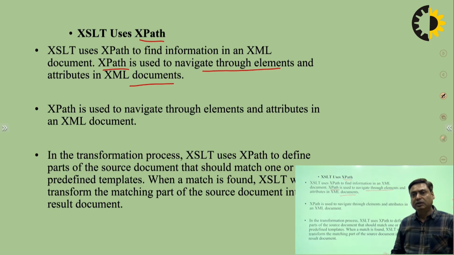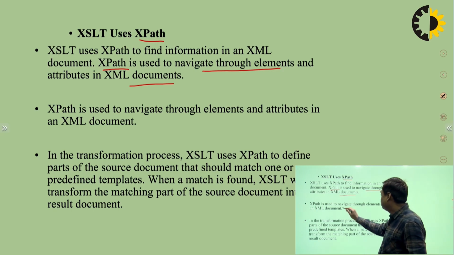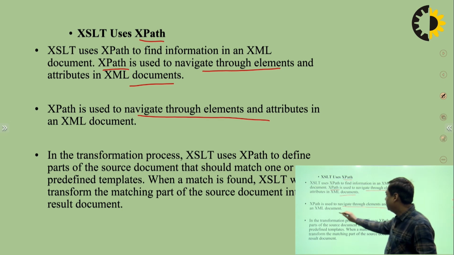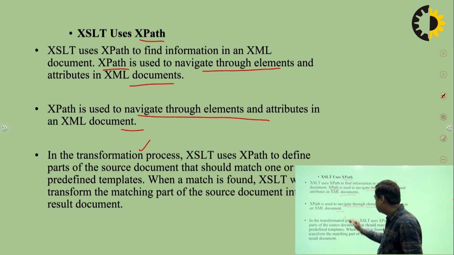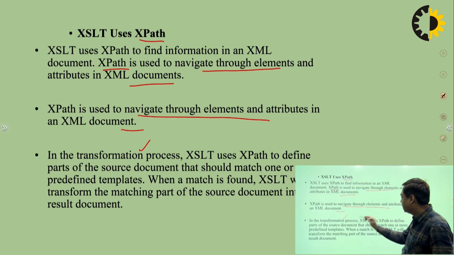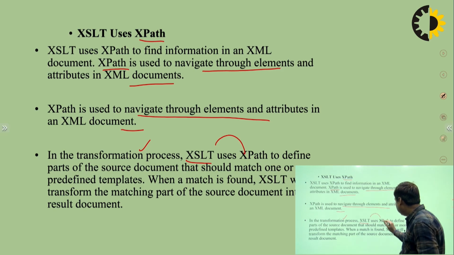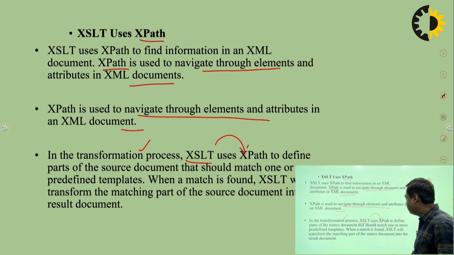Like we have attributes in the HTML tag, similarly we can have attributes in the XML tag also. So XPath is used to navigate through elements and attributes in the XML document. In the transformation process, it is needed. Transformation is done by XSLT, so XSLT uses XPath to navigate from one element to the other element.